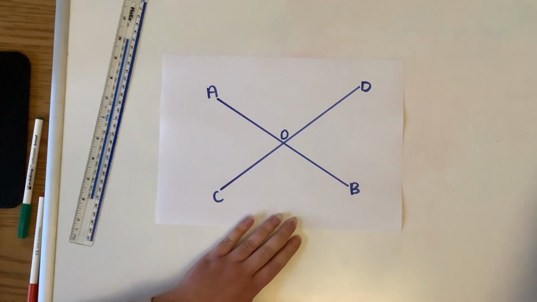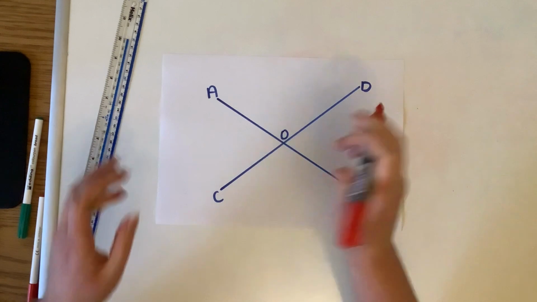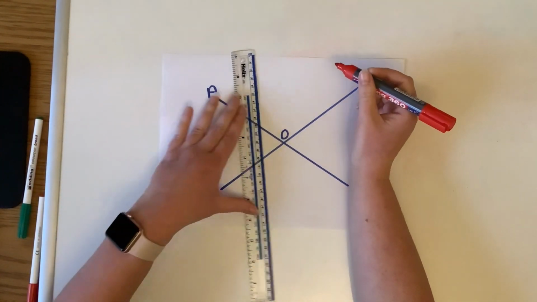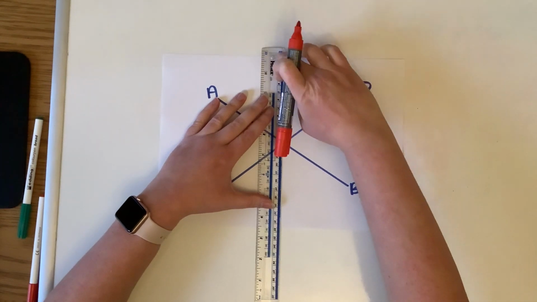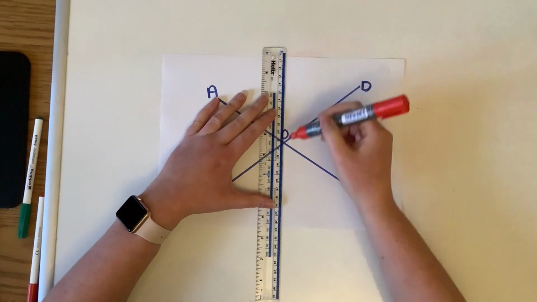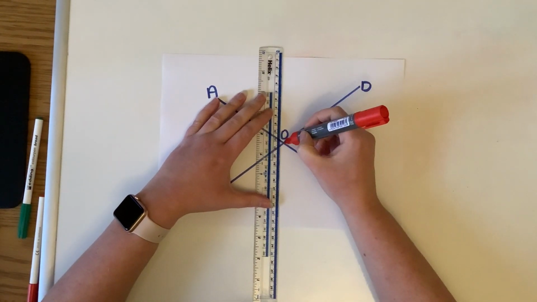What I'm going to do first of all is grab a different colour. I've got red. I'm going to draw myself a dotted straight line, sort of from top to bottom, a vertical line through point O.